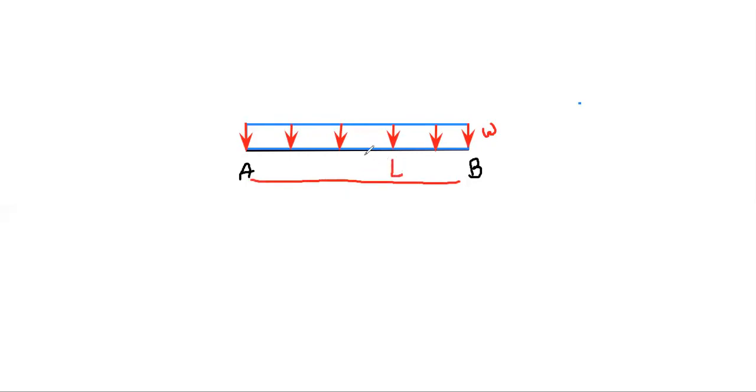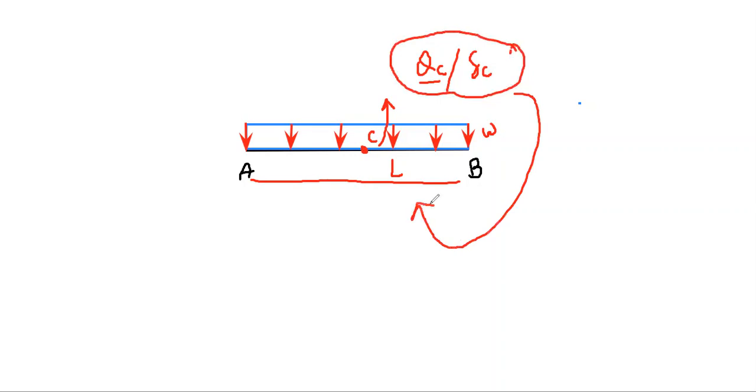The question is, we go to the center of the beam, point C. Using the unit load method, find the slope at point C as well as the deflection at point C using the virtual work method. This I am giving as an exercise to the students. This is a very easy method for finding the slope and deflection.